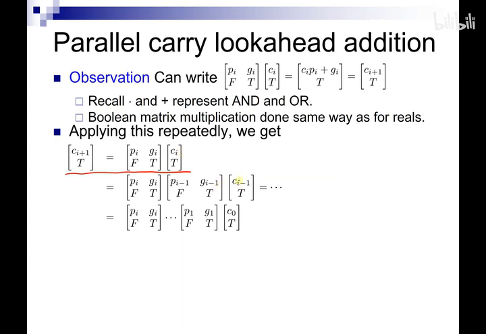And then this value over here, ci minus 1 true, you can again expand into something in terms of ci minus 2 and then true, times another matrix over here. So you can just do this entire expansion, and in the end you're going to see that the i plus first carry bit is equal to the product of all of these little matrices times the initial carry bit.